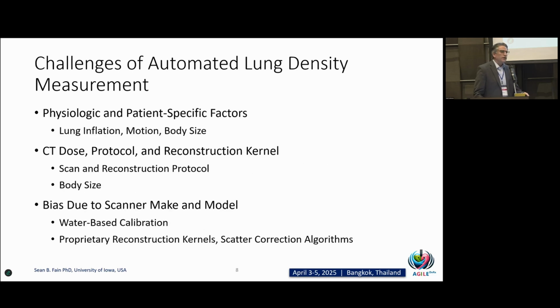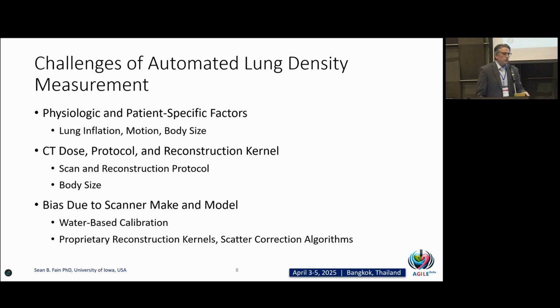However, quantification of emphysema, as outlined in the previous talks, is a challenging problem. And the reason it's challenging is that the lung density histogram is very sensitive to sources of variability. And the principal sources are these three: physiologic, patient-specific factors that primarily are driven by inconsistency of lung inflation.